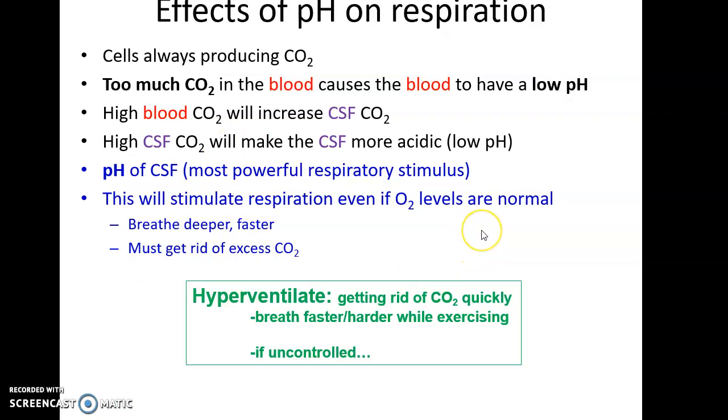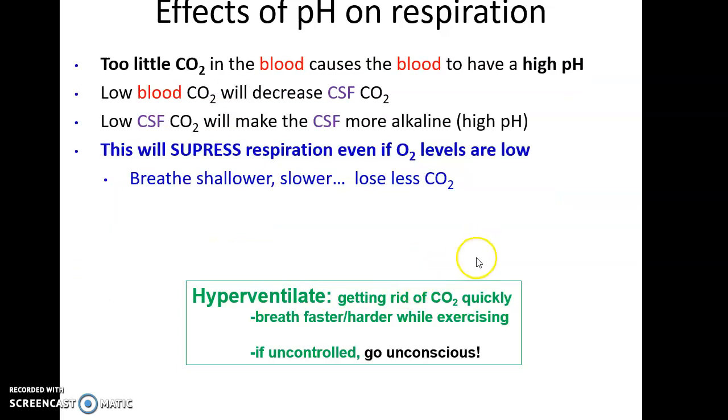If you hyperventilate, if you breathe in and out rapidly, super fast, you will lower the level of carbon dioxide and raise your pH, make it more alkaline. And if this is uncontrolled, you will go unconscious, because the brain will say, this is dangerous, we've got to get you to stop breathing so fast, and the only thing it knows to do is knock you out. So the amount of carbon dioxide in the blood making the pH acidic is a big problem.